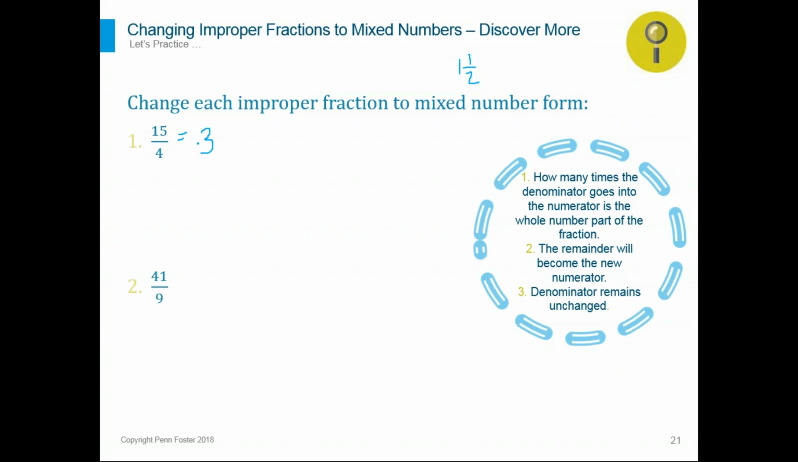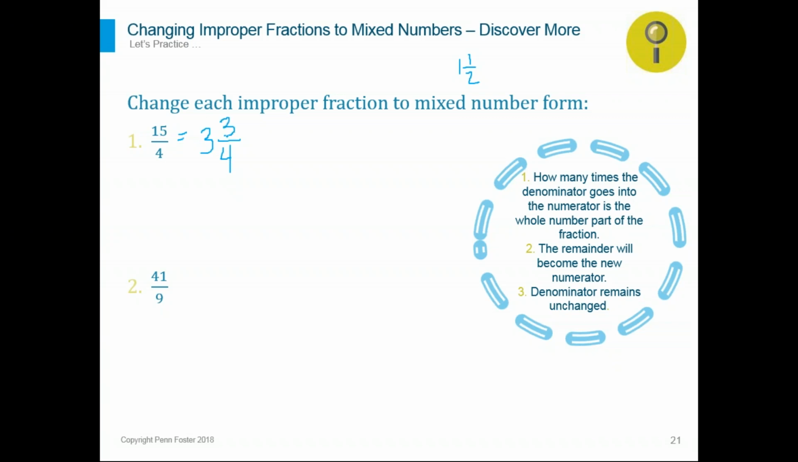What about the rest of the mixed number, the fraction part? 4 will stay the same. It was the denominator, and it will stay the denominator in our mixed number. What about the top part? We're going to figure it out by doing so: 3 times 4 is 12. Subtract the product from the original numerator: 15 minus 12. So 15 minus 12 is what?